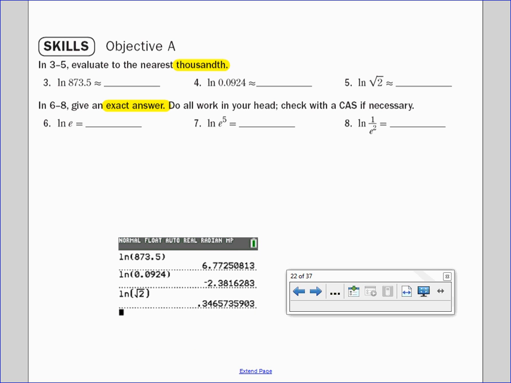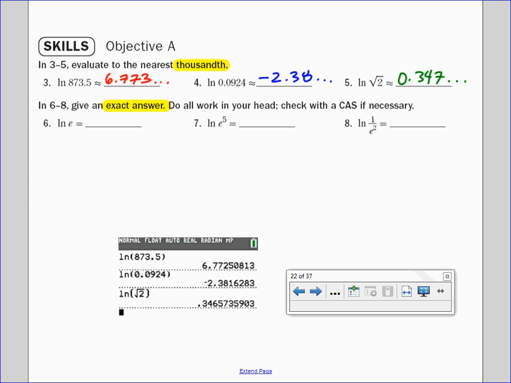So that's about 6.773. That's about negative 2.38. That's about 0.347.